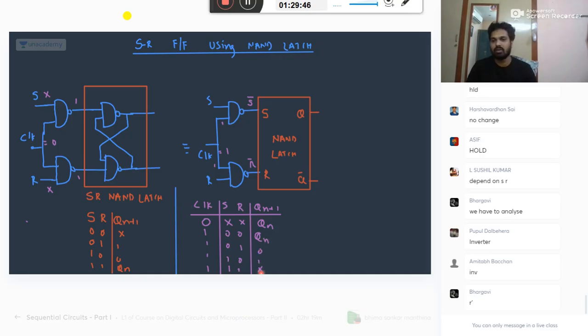Have you accepted or not? When it is 0 0, it will do the 1 1 job. When it is 0 1, it will do 1 0. When it is 1 0, it will do the 0 1 job. When it is 1 1, it will do the 0 0 job. So this is the easiest way to analyze it. Don't analyze this part again, don't end up with confusion.